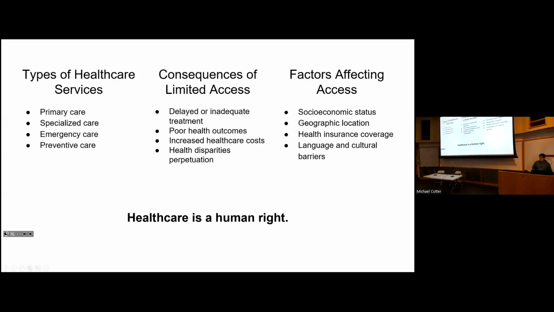These are the types of healthcare services that we should have: primary care, specialized care, emergency care, and preventive care. And what we've seen in terms of the consequences of limited access is delayed or inadequate treatment, poor health outcomes, increased healthcare costs, and health disparities being perpetuated. Access to quality healthcare is a fundamental human right, essential for maintaining well-being and achieving optimal health outcomes. Unfortunately, racial disparities persist in accessing healthcare services, which undermines the principles of equity and social justice.